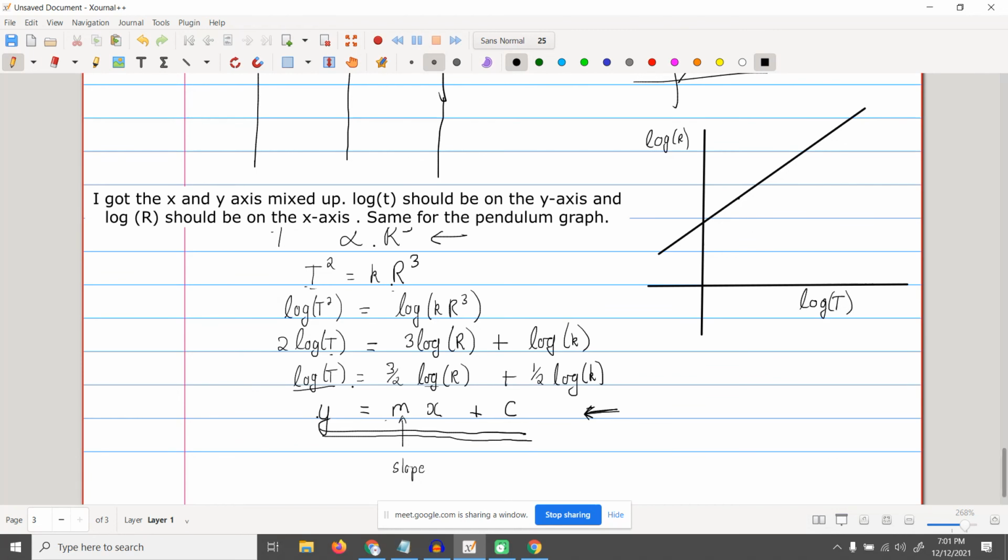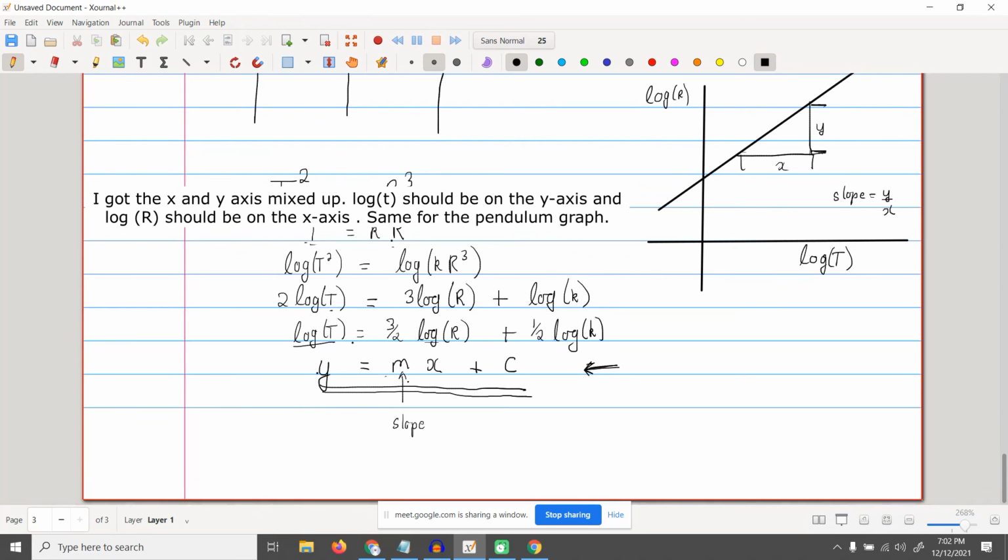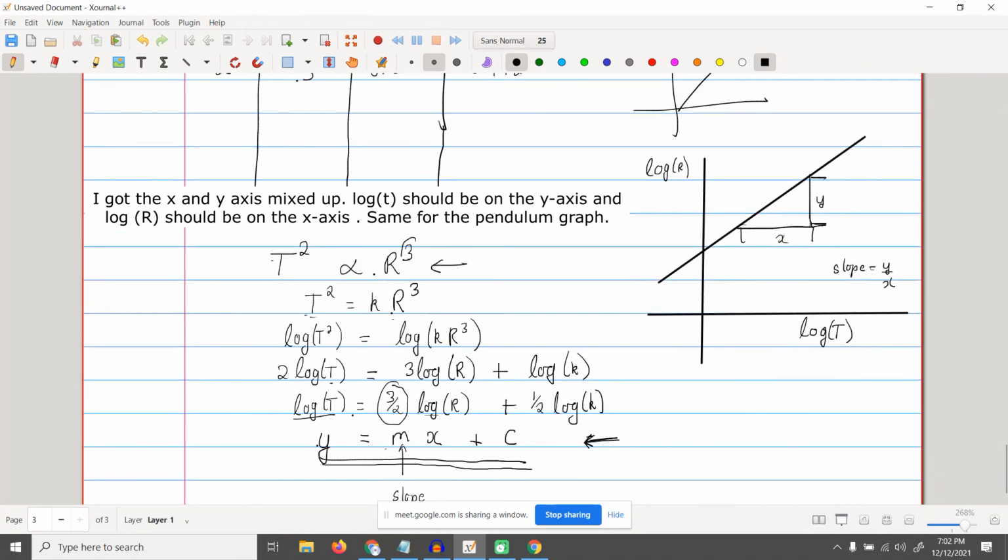Okay, if you take the slope, which is rise over run, just make a right angle triangle over here and find out rise over run, y over x. So if we find the slope, y over x, you will notice that this slope will be 3 upon 2. That means r is raised to 3 and t is raised to 2.